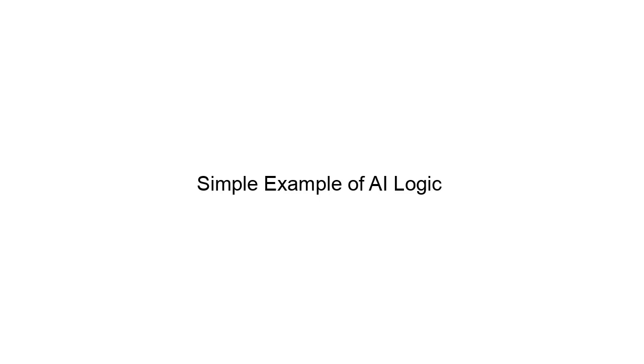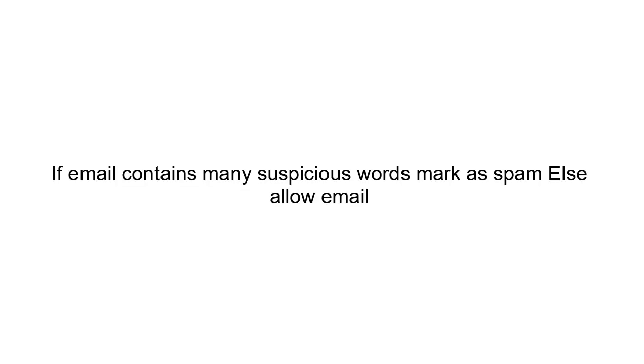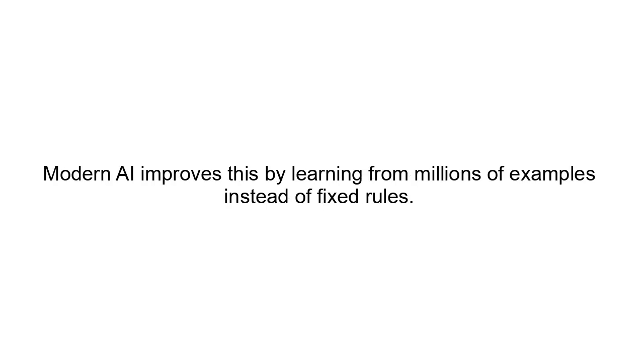Simple example of AI logic. Imagine a simple AI that detects spam emails. Rule-based logic. If email contains many suspicious words, mark as spam. Else, allow email. Modern AI improves this by learning from millions of examples instead of fixed rules.